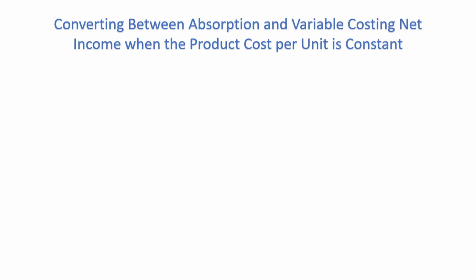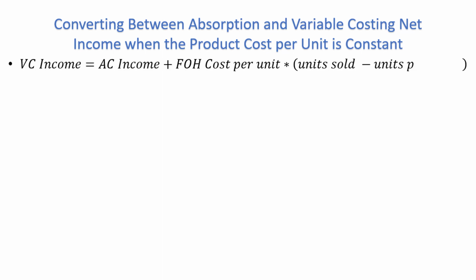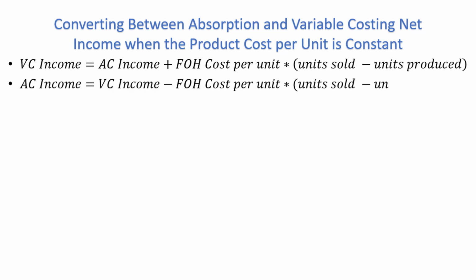Here are the formulas. You can find the variable costing net income by taking the absorption costing net income and adding the fixed overhead per unit times the number of units sold minus the number of units produced. You can find the absorption costing net income by taking the variable costing net income and subtracting the fixed overhead per unit times the number of units sold minus the number of units produced.